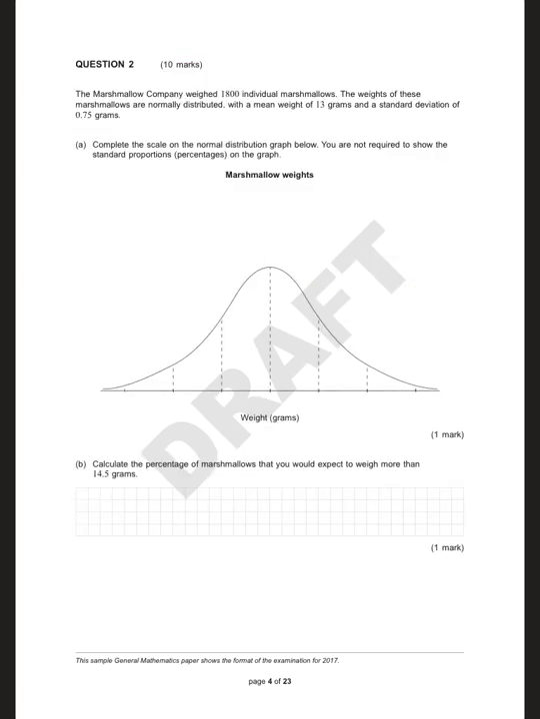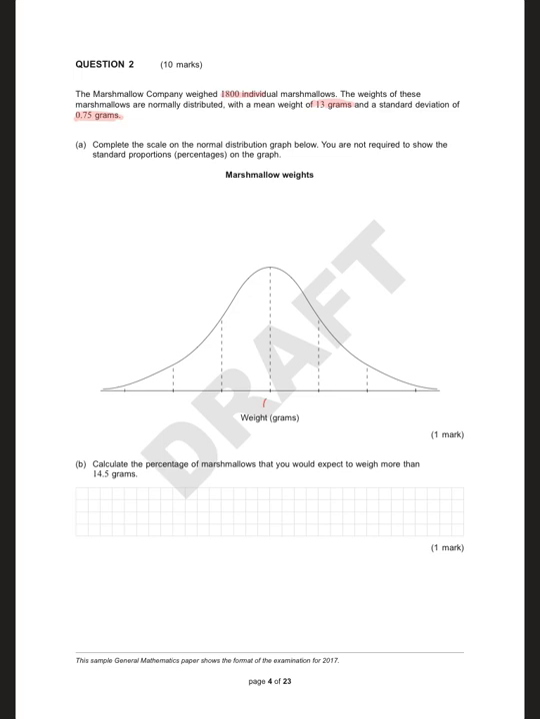Okay, question 2. A marshmallow company weighed 1,800 marshmallows. They're normally distributed, so it's a normal distribution question, with a mean of 13 and a standard deviation of 0.75. Complete the scale on the normal distribution graph.